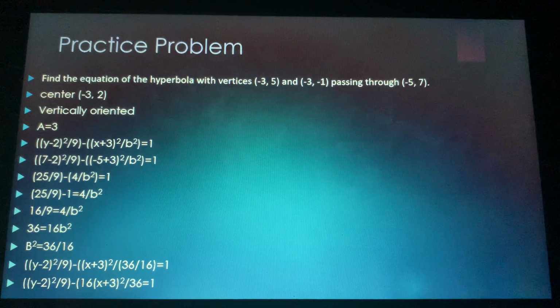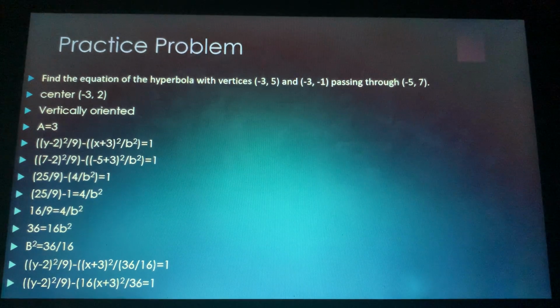We multiply. 9 times 4 is 36. 16 times b squared is 16b squared. So we divide both sides by 16 to isolate b squared, and we get b squared equals 36 over 16. So we can substitute that into our equation because we don't need b, we just need b squared. So our equation is (y − 2) squared over 9 minus (x + 3) squared over 36 over 16 equals 1.